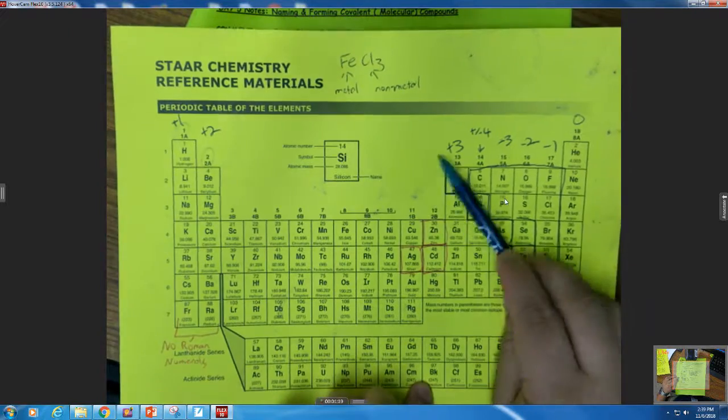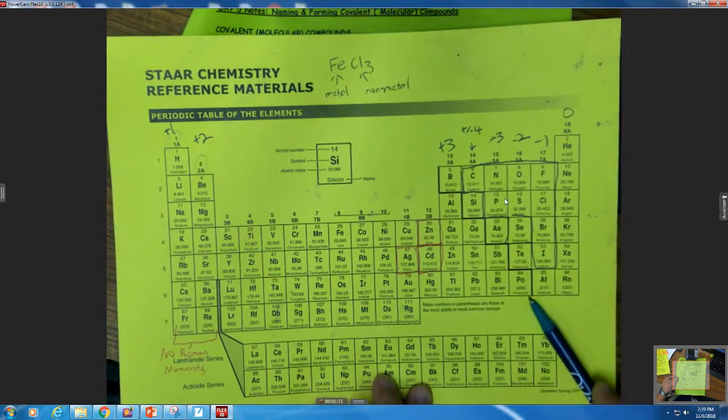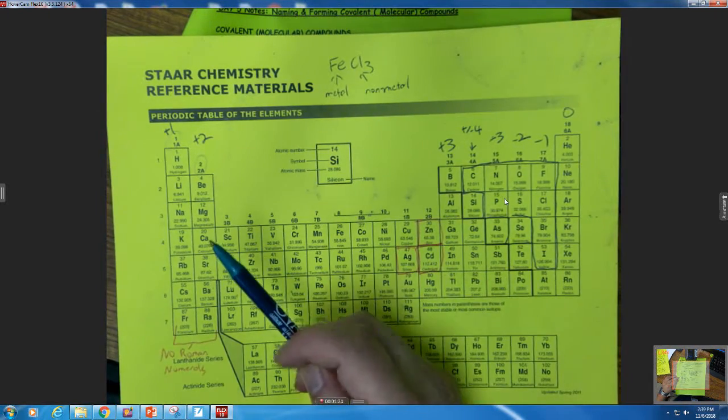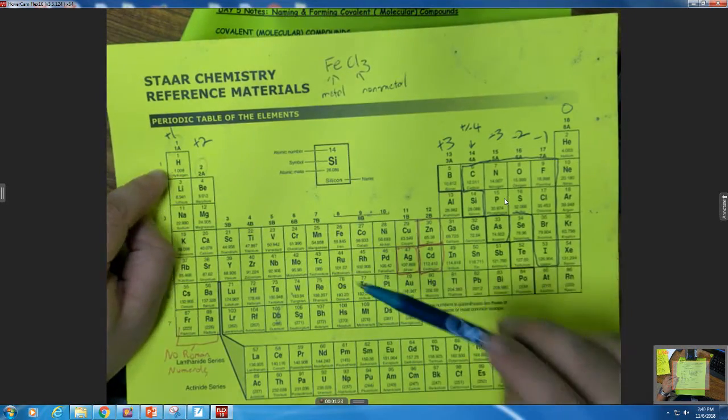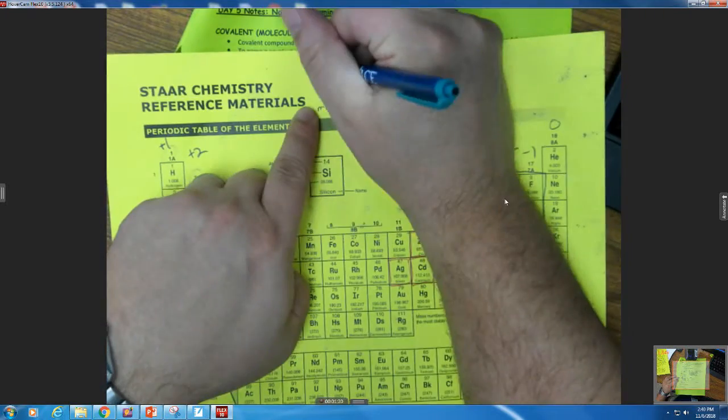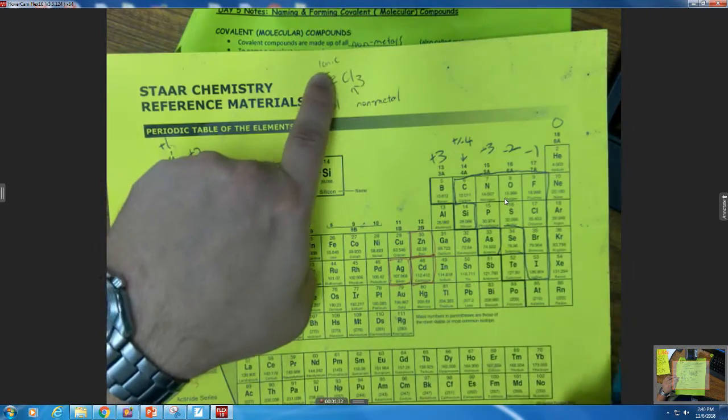Remember, the metals are all of the elements that are to the left of this bold stair-step line, except for hydrogen. Hydrogen is the only non-metal that's on this side of the table. Okay, so this would be an example of an ionic compound.